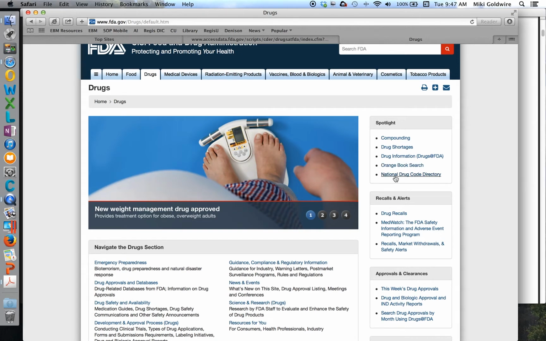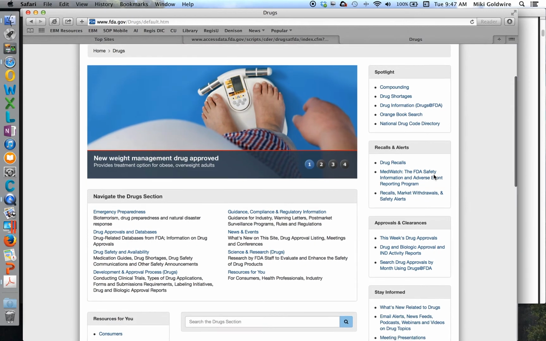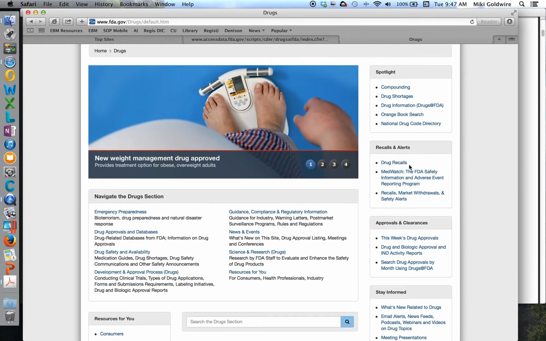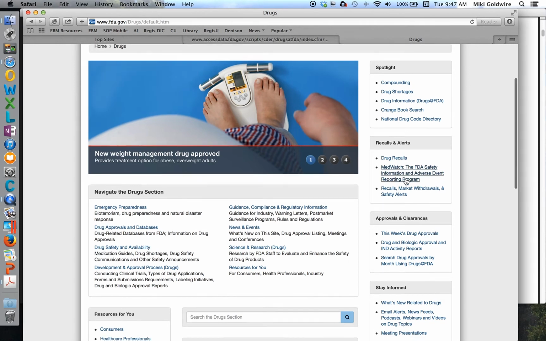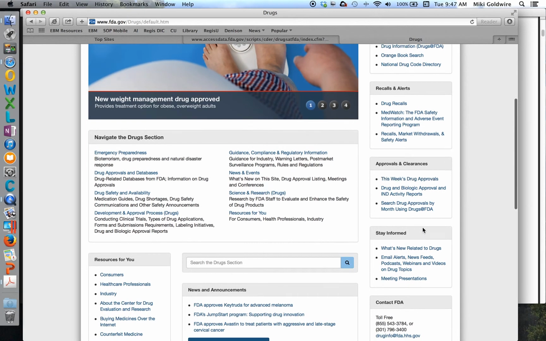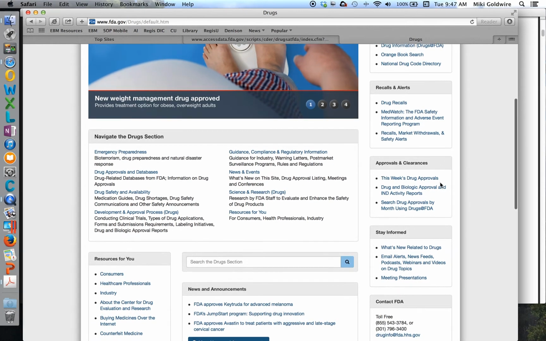And the National Drug Code Directory. You can also see drug recalls, get the latest information from MedWatch, which is safety information from the FDA. You can see approval information, drug approvals, biological approvals. And then they have some areas or headers here. You can navigate the drug selection. Again, the drug approvals and databases, that's the Drugs at FDA.